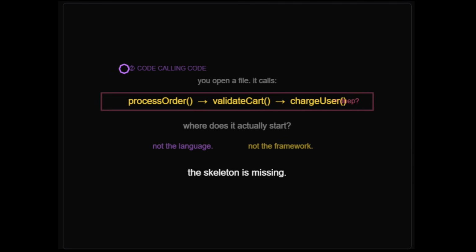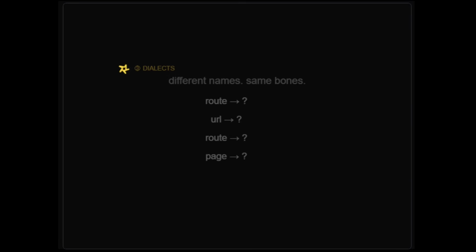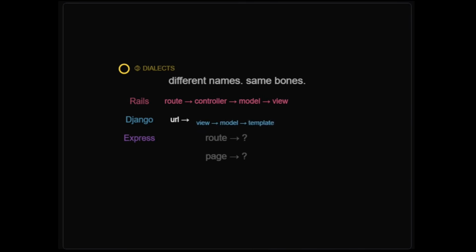There are folders with names that almost make sense. There are files that seem to do the same thing but live in different places. There is code calling other code, and you can't figure out where anything actually starts. That feeling has a name.